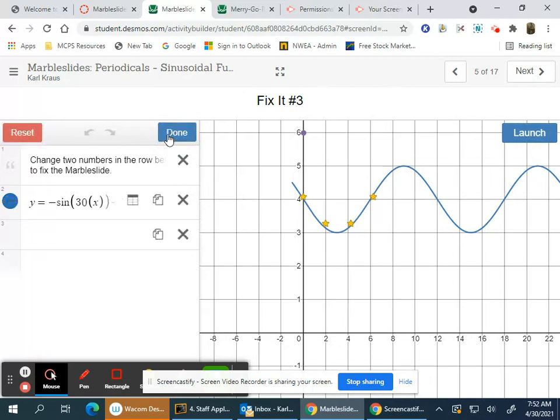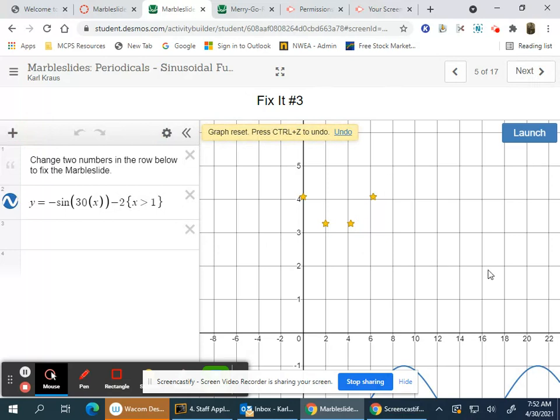Slide 4, let me reset it to the original. So it says change 2 numbers below. So we go through the stars here. You can see the sine curve down here. You can barely see it. But it looks like I want the center line to be at 4. So make this a +4.